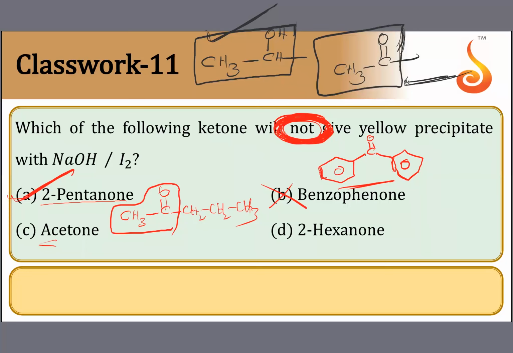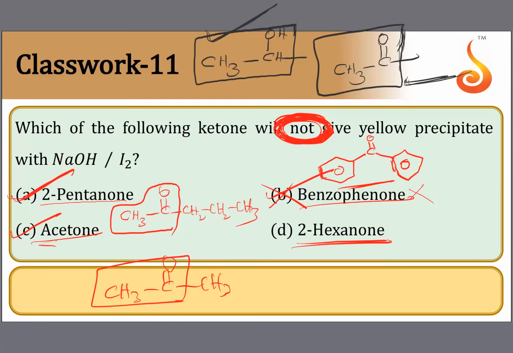We did: benzophenone won't give the iodoform test. That's all. Answer is good. If it is multi-answered, better you check the others also. Acetone, CH3COCH3, because of this group, gives the iodoform test. 2-hexanone, any 2-ketone will give the iodoform test. So D also will give the iodoform test. Only B won't give the iodoform test.